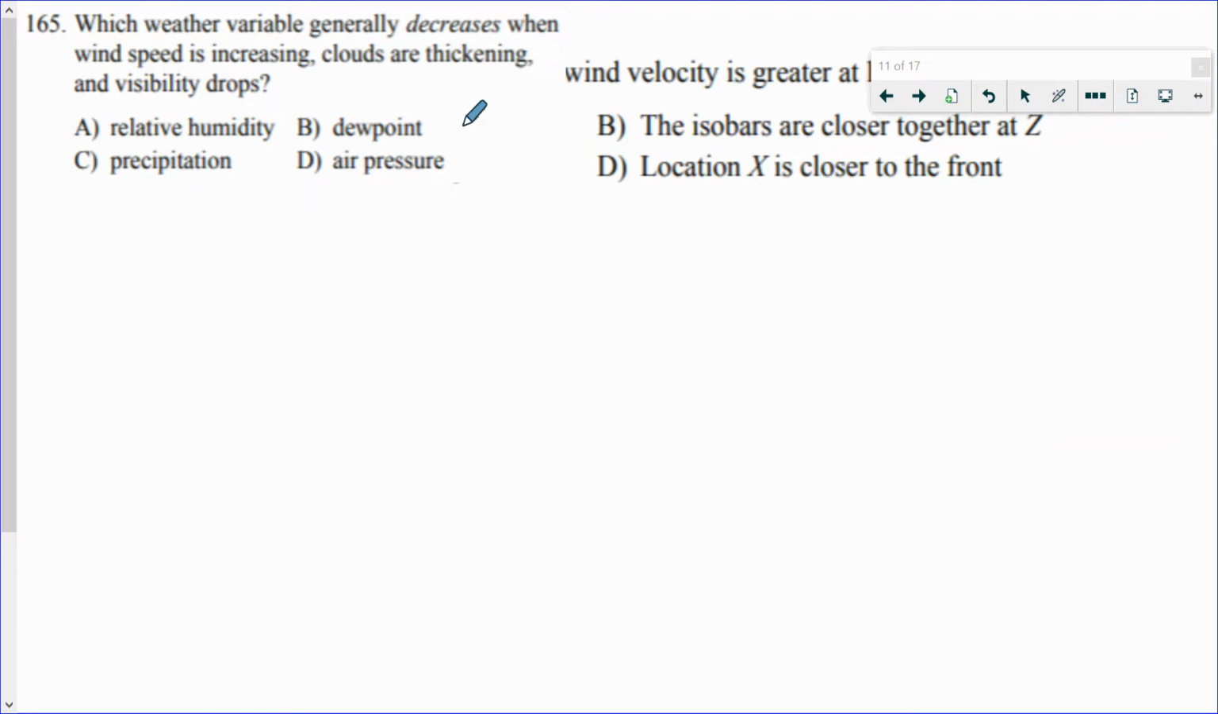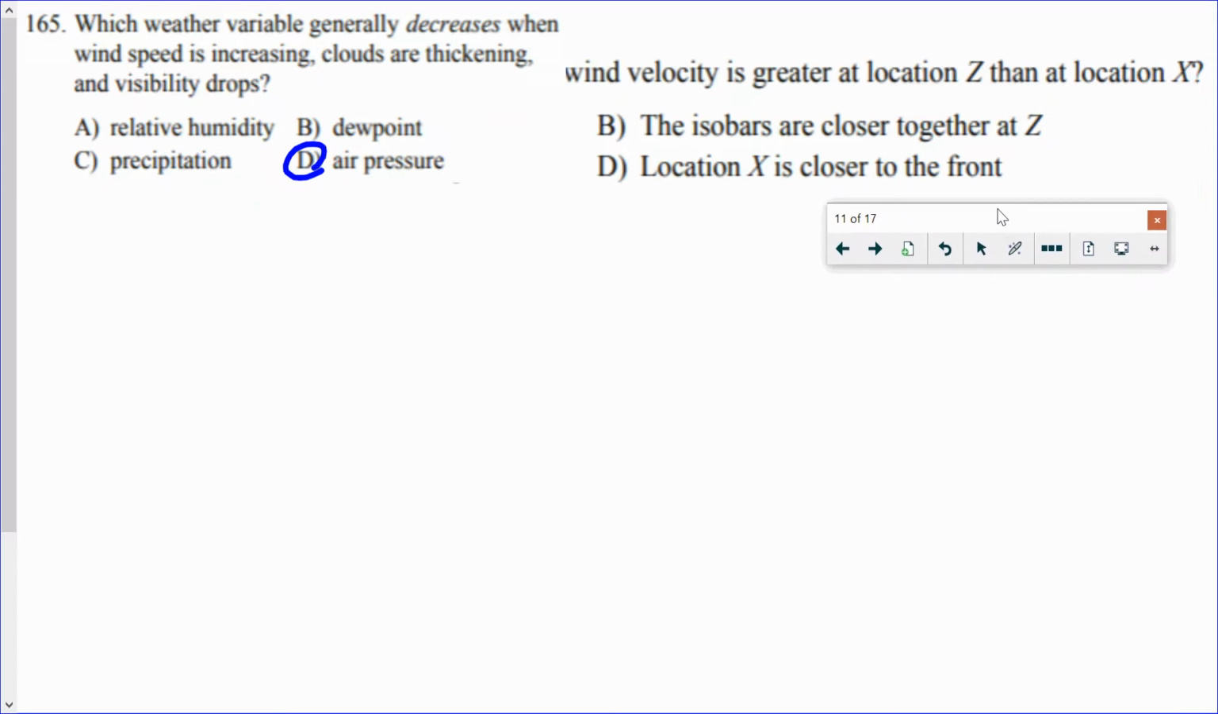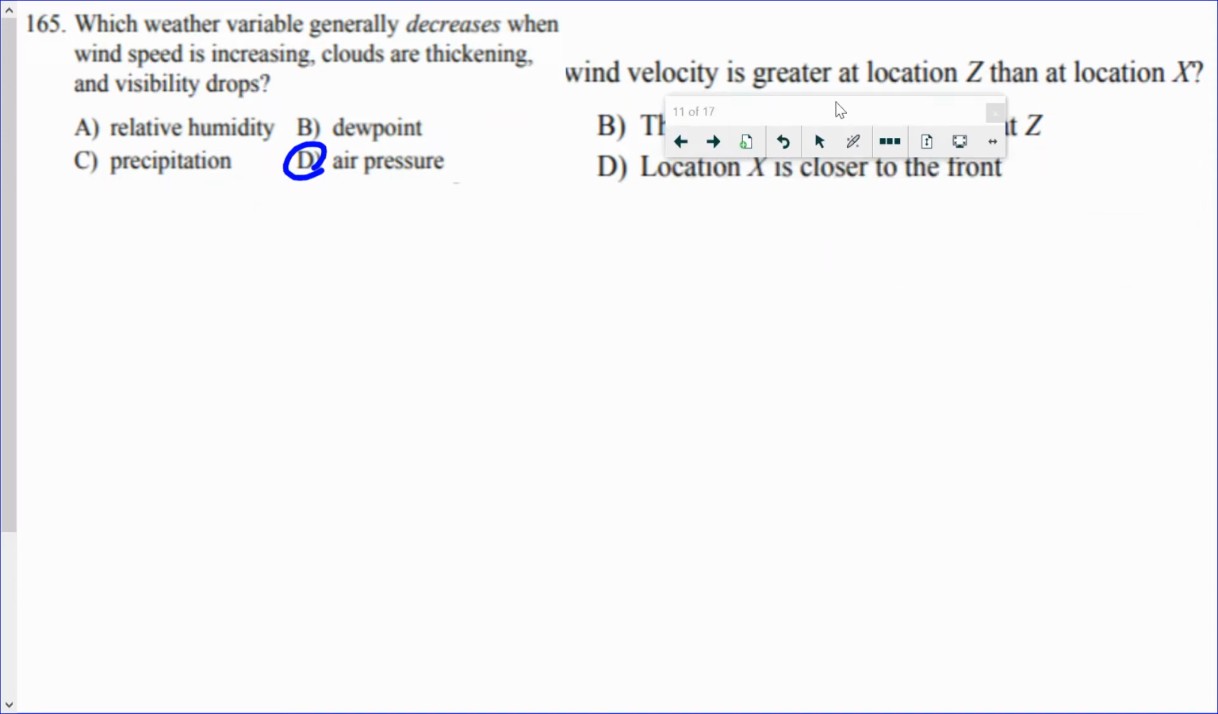Which weather variable decreases when wind speed is increasing? More clouds, visibility drops, it's getting nasty. Lousy. Low is lousy. What decreases? Air pressure. Wind velocity is greater at locations... Oh, you don't have the map there. Never mind about that question. We'll just crop that out.